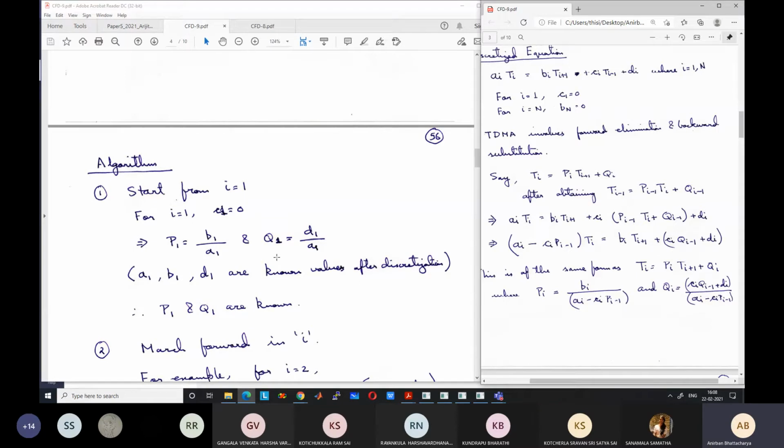Now it is easy. You can see from this equation that once you know P1 and Q1, we can easily find P2 and Q2 because B2, A2, C2 and D2 will be known to us from discretization, and P1 and Q1 are known. All these i minus 1 terms are known. So we can easily find P2 and Q2. Once we find P2 and Q2, what are we going to do next? We will find P3 and Q3. Then we will find P4 and Q4. Like this, we will continue up to what point? What is the last value that we are going to find?